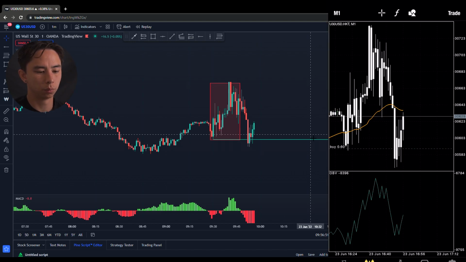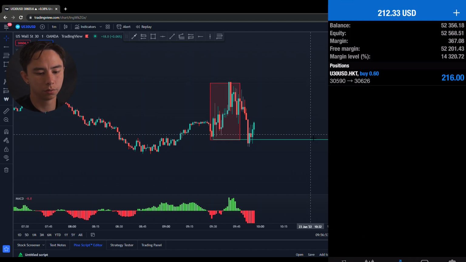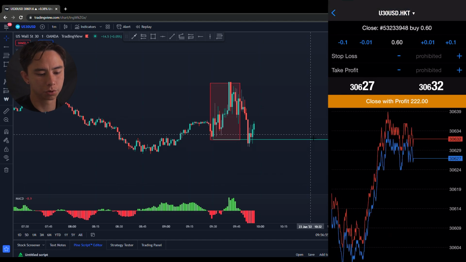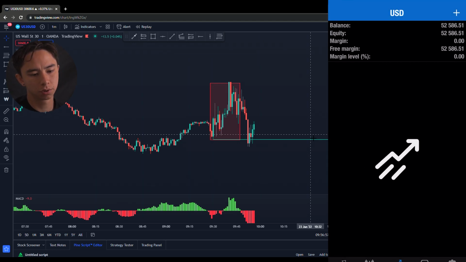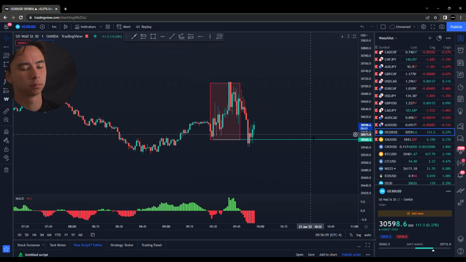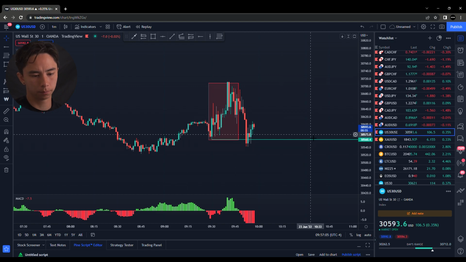Okay, cool. So we are actually up $200 right now, and we're just going to go ahead and close that. So just like that, in a matter of a couple minutes, we just closed a trade out for $234. Because we're scalping, we're going to go and look for the next trade.